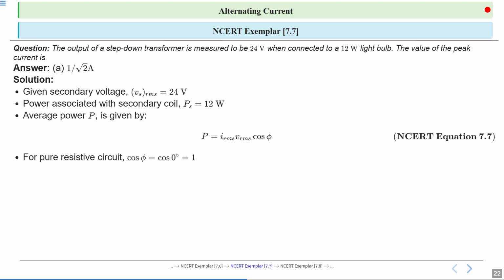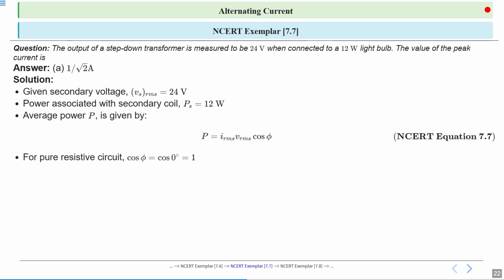So across the light bulb, what is the VRMS? Vs RMS is 24 volt. What is the rated power of the light bulb? The power associated with the secondary coil is the same as the power at which the light bulb is being operated, that is 12 watt. What is the expression for average power? VRMS IRMS cos phi. Since only the light bulb is there, which is considered as a resistor.